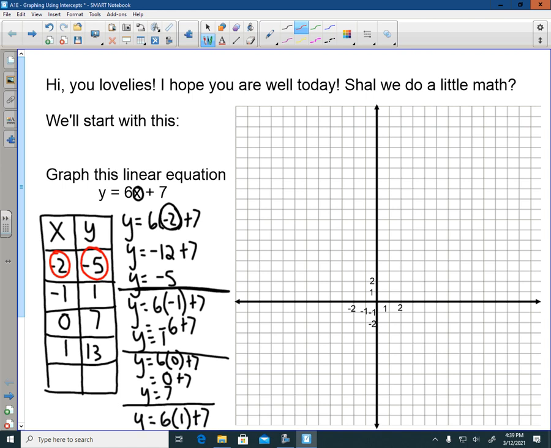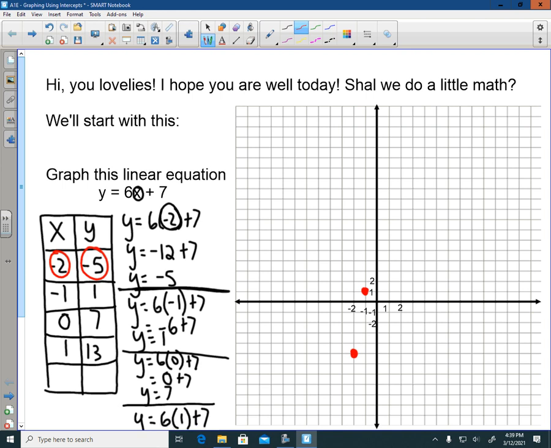This -2 means we're going to go 2 units to the left, and the y value means we're going to go 5 units down. So 2 units to the left and 5 units down, 1, 2, 3, 4, 5, puts us right here, and that's our first point on our line. Now the next one says go to the left 1 and then up 1. So left 1, up 1 is right here.